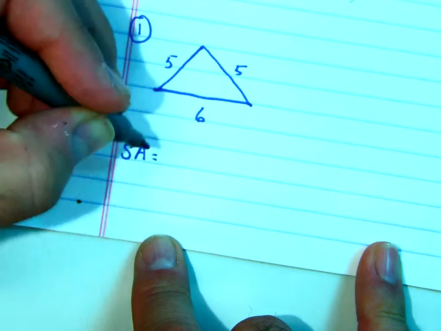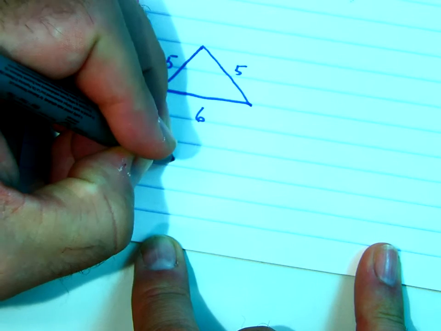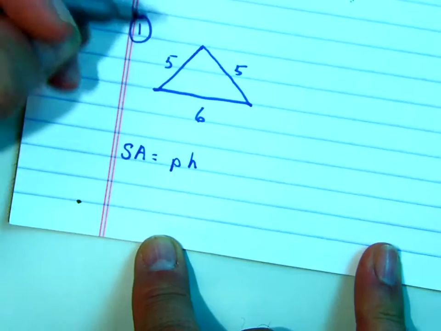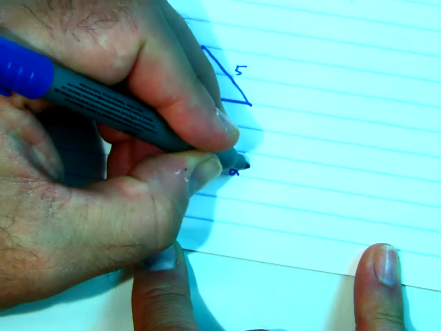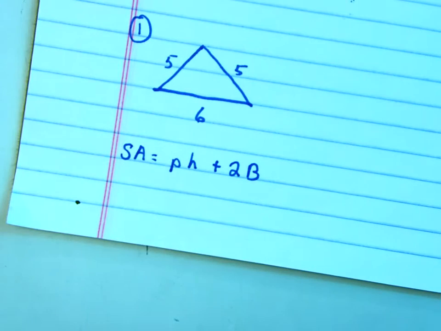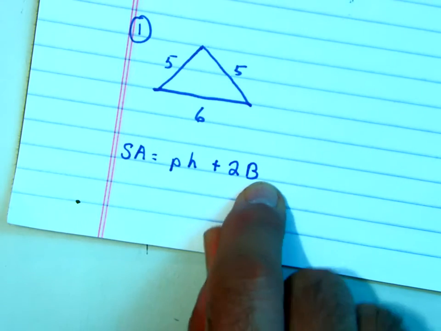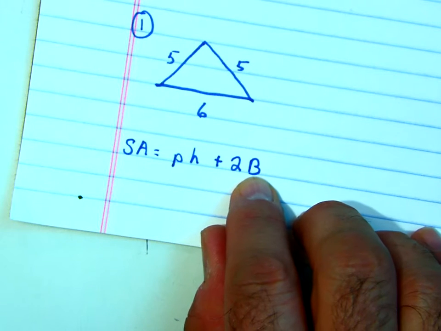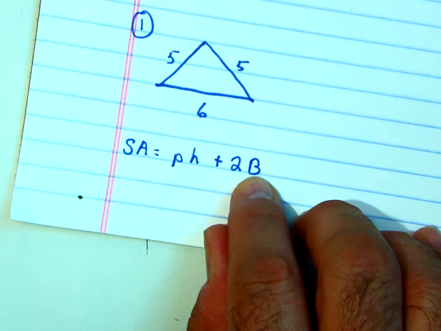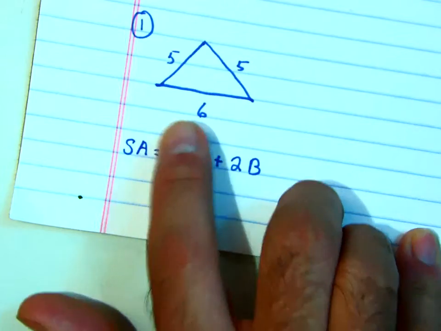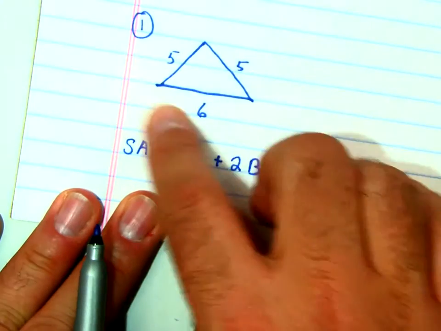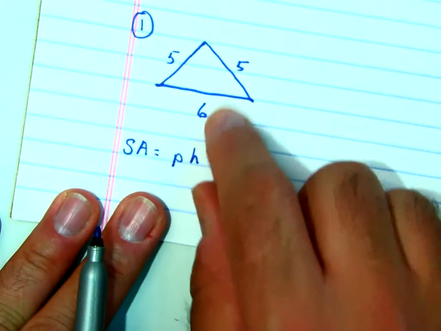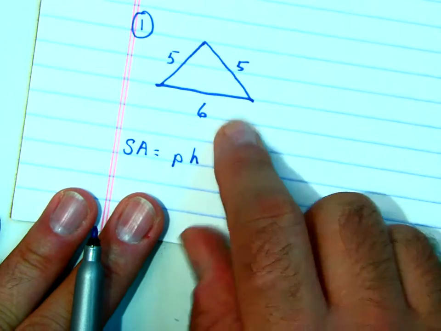Surface area equals perimeter times the height of the figure plus 2 times the area of the base. So I'm going to need the area of the base. If I needed just lateral area, would I need the area of the base? No, I would not. Lateral area would just be the perimeter, which I have. I could add up all those sides. That's perimeter of the base, times the height of the figure. Well, that's the only other number I didn't put on here.